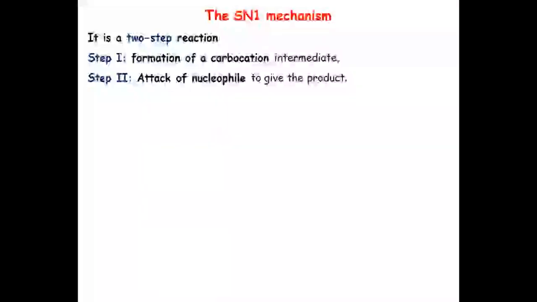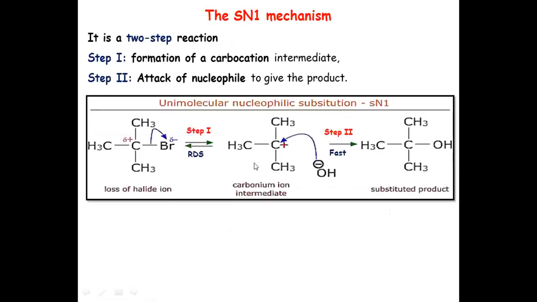Fine. Now with this background, let us understand how this SN1 reaction takes place. In short, SN1 is a two-step reaction. What are the two steps involved? Step 1 is formation of carbocation, and step 2, after formation of carbocation, the nucleophile attacks this carbocation to give the product. So let us take a very famous example of SN1 reaction, that is tertiary butyl bromide.